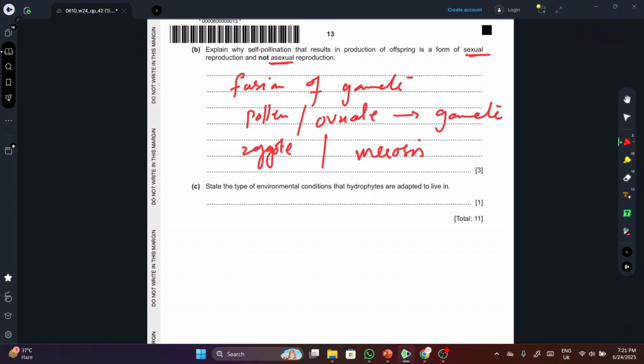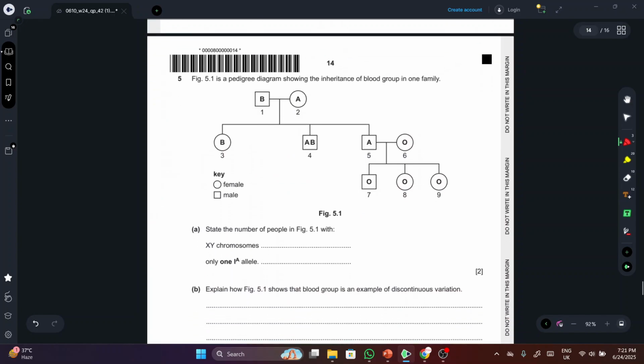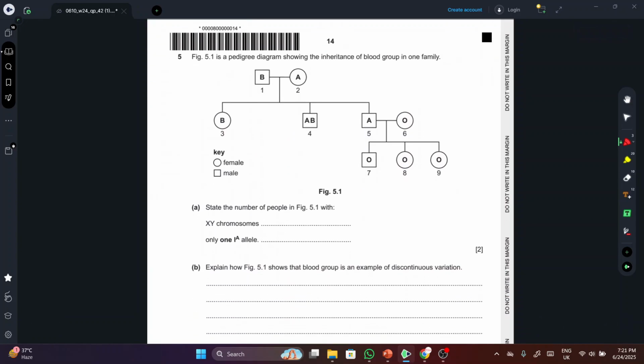The type of environmental condition: hydrophytes, hydro meaning water, are the plants which live in water, so they live in an aquatic or watery environment. They have shown the pedigree diagram of the inheritance.